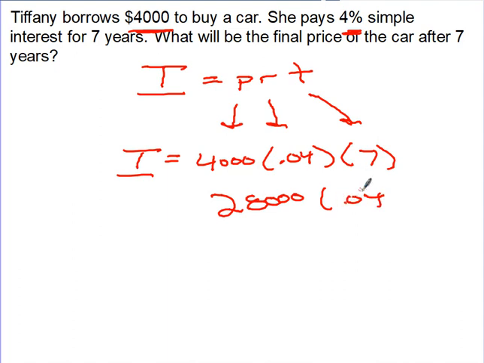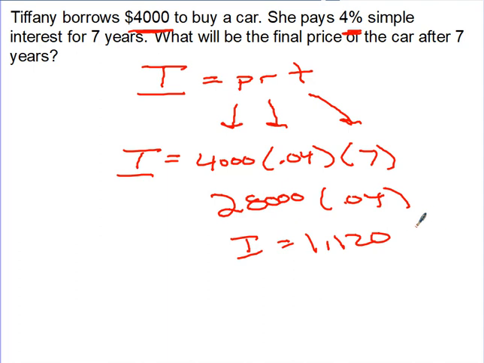For the sake of time, I'm going to work that out in a calculator myself. And I got 1,120. So that means the amount of interest alone that she has to pay, because she didn't have the money to buy this car, is $1,120.